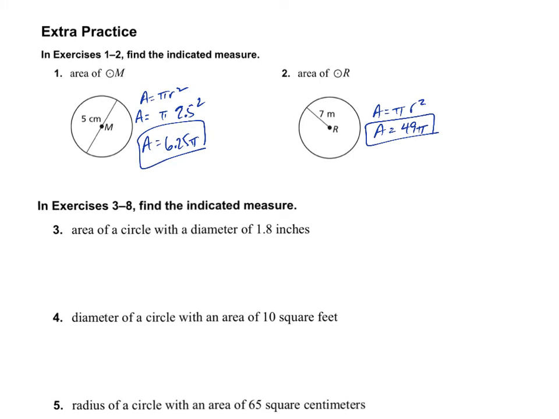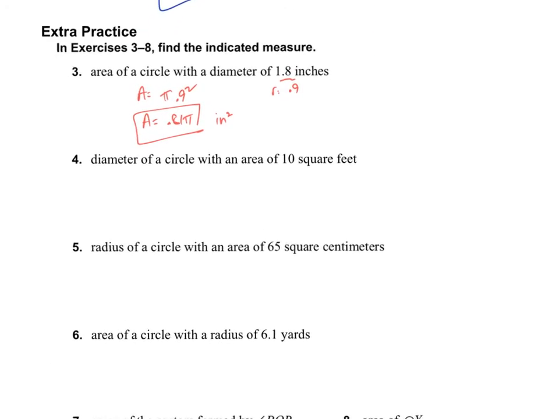All right, next up we have to find the area of a circle with a diameter of 1.8 inches. So the diameter is 1.8, which means the radius will be 0.9. So pi times 0.9 squared, which will give me 0.81 pi. I didn't put the units, this is going to be square inches, and this will be square centimeters, and this will be square meters. All right, moving on to the next one.